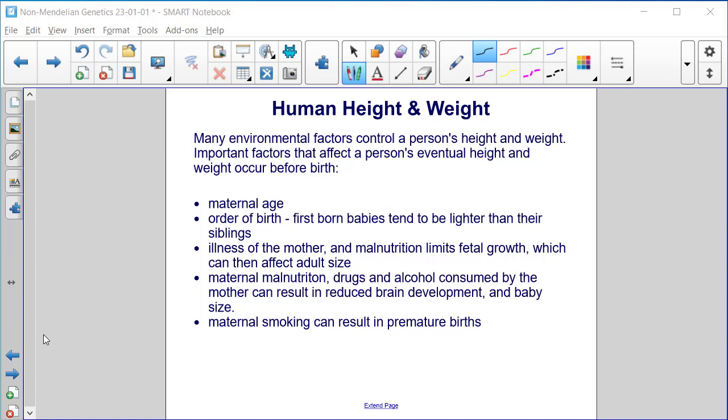Human height and weight. Many environmental factors control a person's height and weight. Important factors that affect a person's eventual height and weight occur before birth. Maternal age, order of birth, firstborn babies tend to be lighter than their siblings. Illness of the mother and malnutrition limits fetal growth, which can then affect adult size. Maternal malnutrition, drugs, and alcohol consumed by the mother can result in reduced brain development and baby size. Maternal smoking can result in premature births.